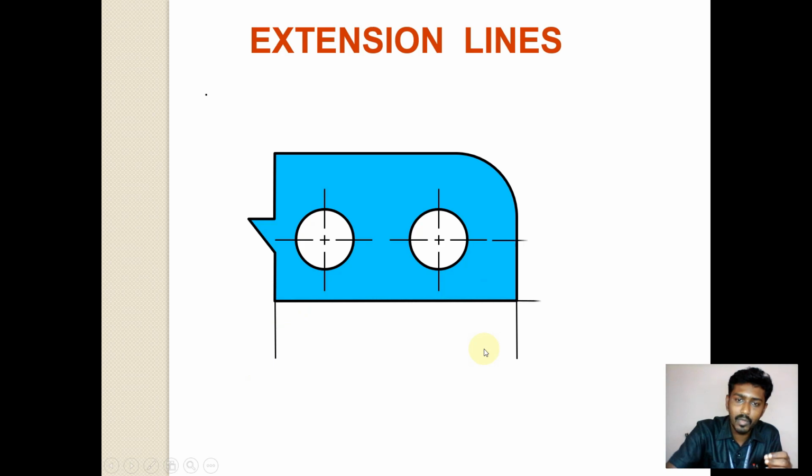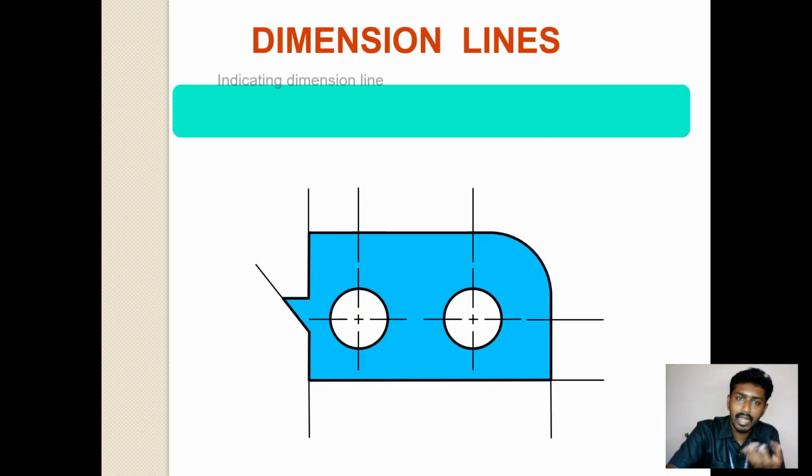Likewise, for detailing all the other things in the diagram, you have to take the extension line like this. It is coming like this, and after completing the extension line, just take the dimension line. So first of all, see, I am going to draw the dimension line for this length.